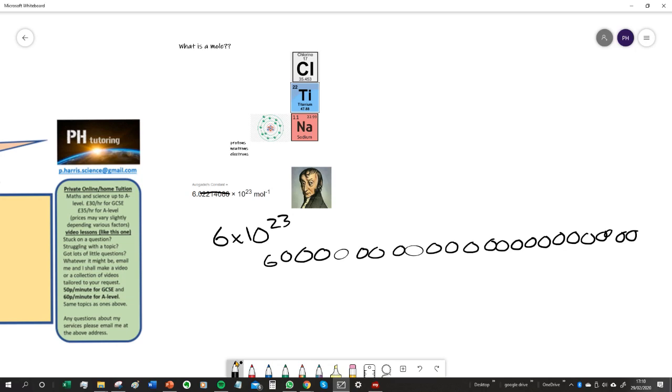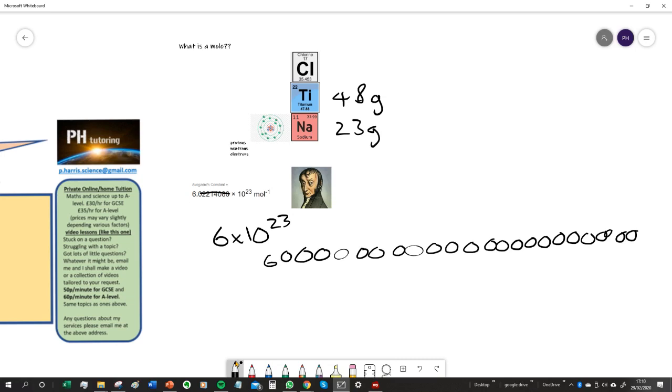So if we have a look up here, let's take this one. On your periodic table, the mass number will be 48. If I get that many titanium atoms, it just so happens that a mole of titanium atoms weighs 48 grams. And if I took 6 times 10 to the 23 sodium atoms, it would weigh 23 grams. So that's the reason why he picked this number.